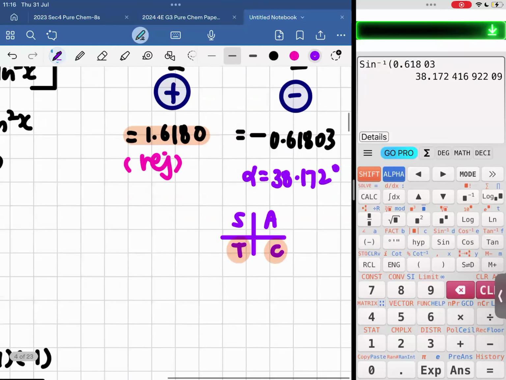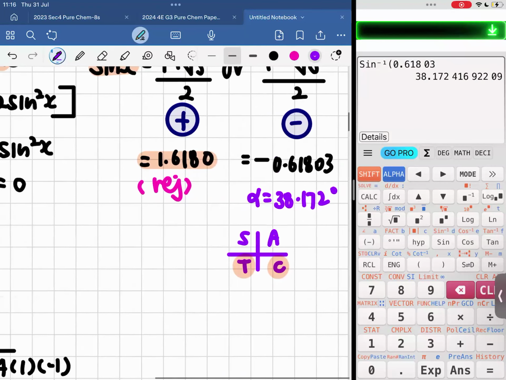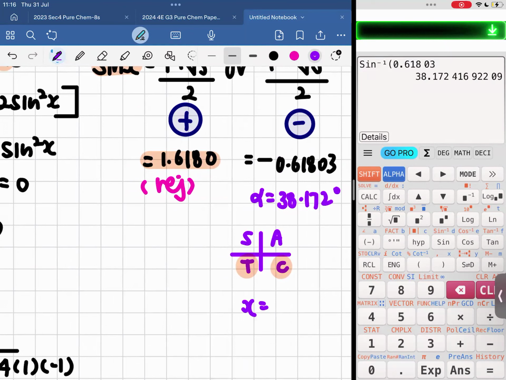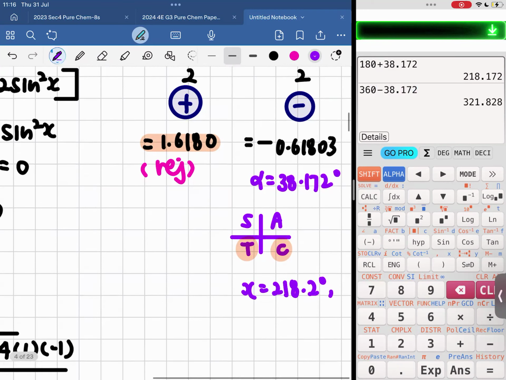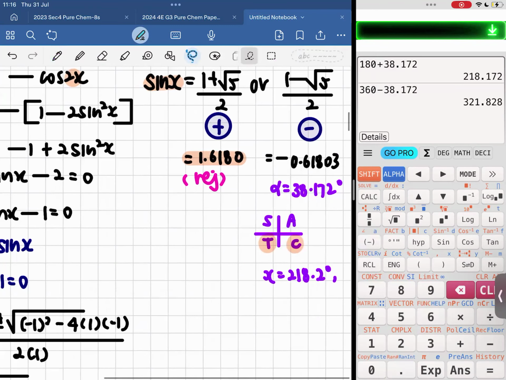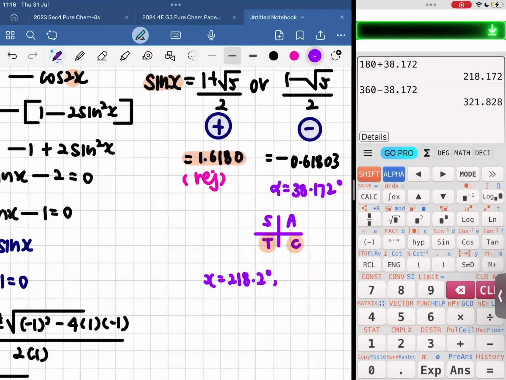So when I want it in my third quadrant, I can solve for x now, right? So x will be, let me store this. Okay, oops, did I manage to store it? Okay, never mind, give up. 180 plus 38.172, that is my third quadrant. So 218.2. Then 360 minus 38.172, that's my fourth quadrant. So that will give me 321.8.